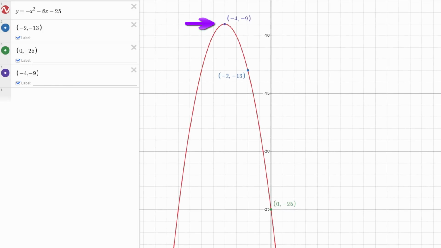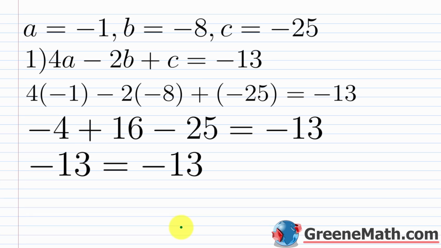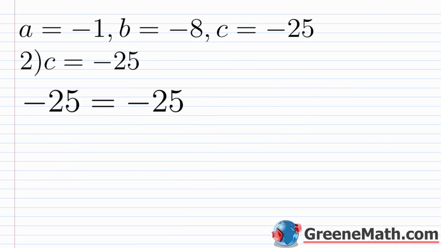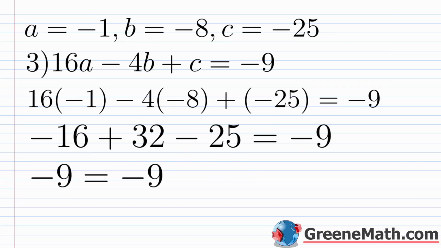Here's your point negative 4 comma negative 9. Here's your point negative 2 comma negative 13. And then here's your point 0 comma negative 25. Once again, if you want to verify this by plugging in, for the first equation, you get negative 13 equals negative 13. For the second equation, again, we already know that c is equal to negative 25, but just for completeness, if you plug in, you get negative 25 equals negative 25. And then for the third equation, if you plug in, you get negative 9 equals negative 9.